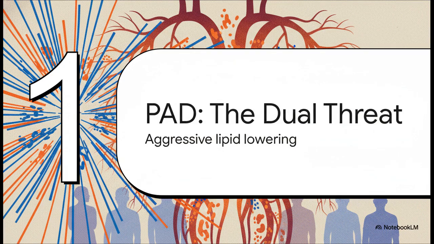We really need to understand why aggressive lipid lowering is, well, completely non-negotiable. Let's start with the scale of this thing. We're talking about over 230 million people worldwide. That's a staggering number. For every single one of those patients, getting their lipids down isn't just a nice to have, it's an absolute must. And we're about to see exactly why.